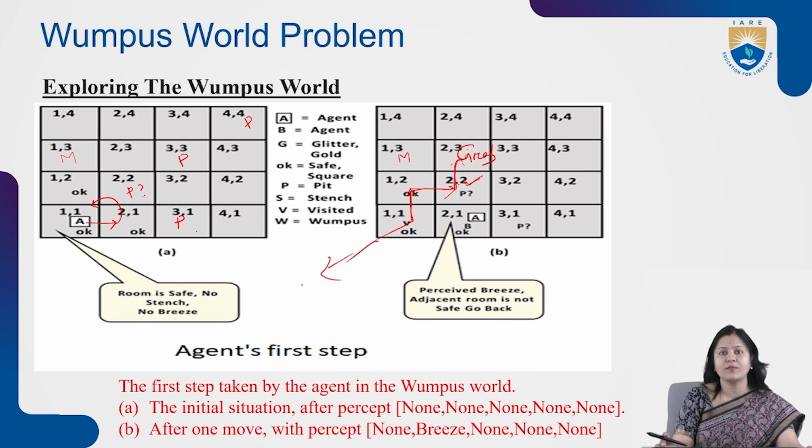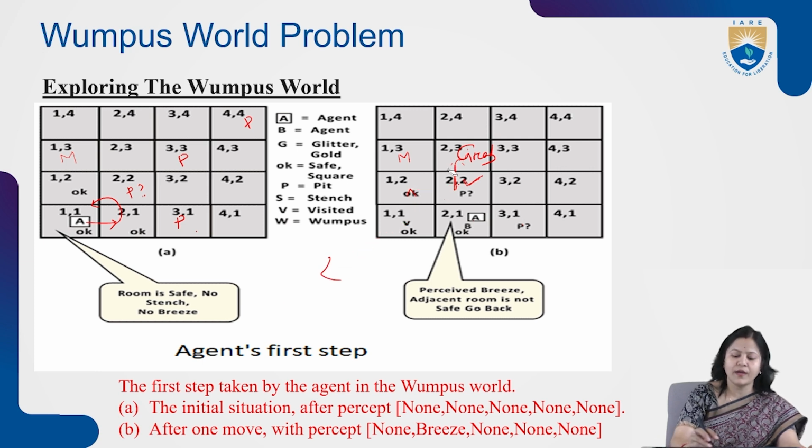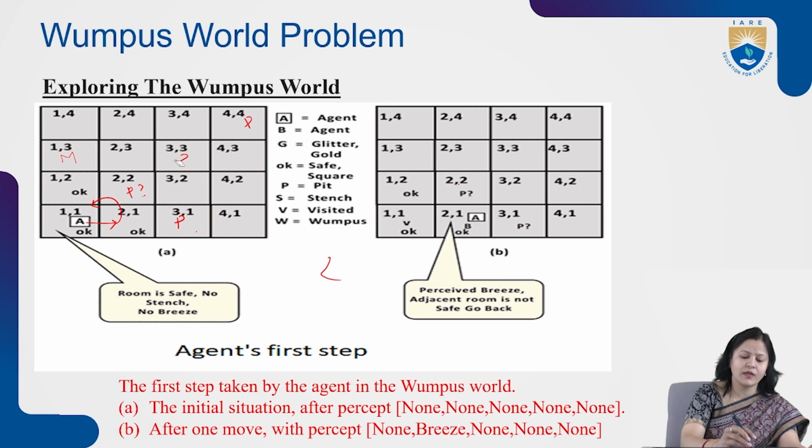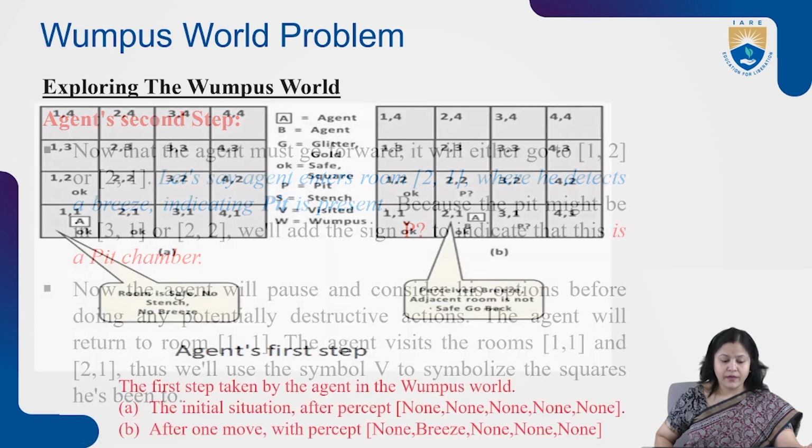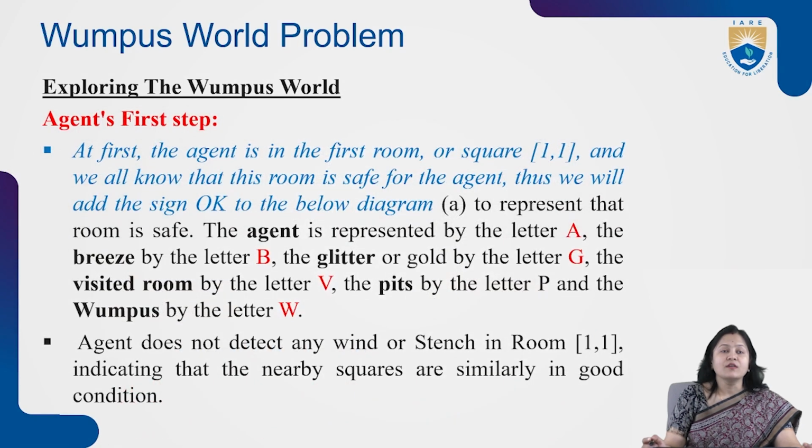This is the way the problem can be solved. I hope you might have understood this problem, what I have told. Okay, this is what I have explained here. Let me read once again. At first, the agent is in the first room, or the square at 1-1, and we all know that this room is safe for the agent. Thus, we will add the sign OK to the below diagram to represent the room is safe.